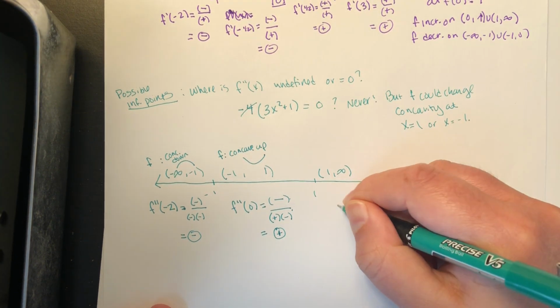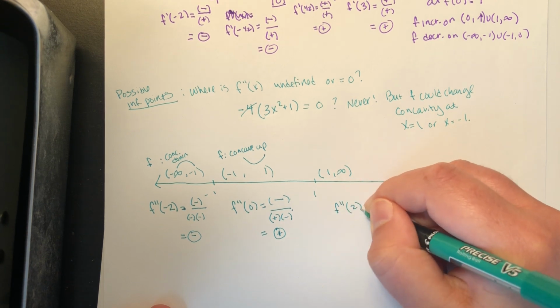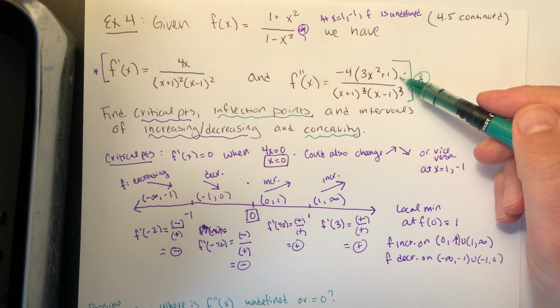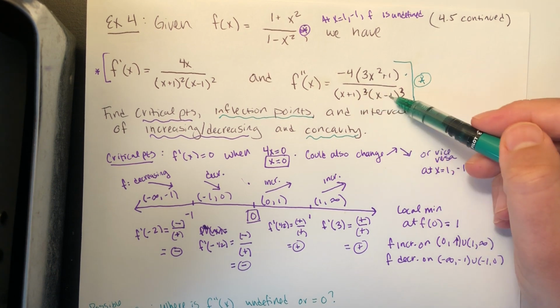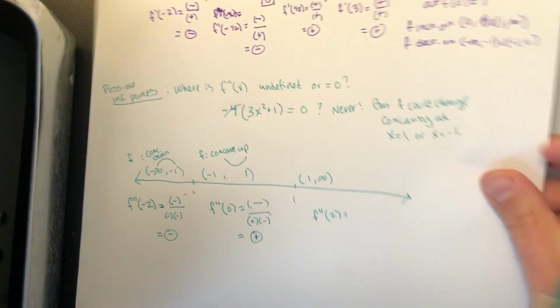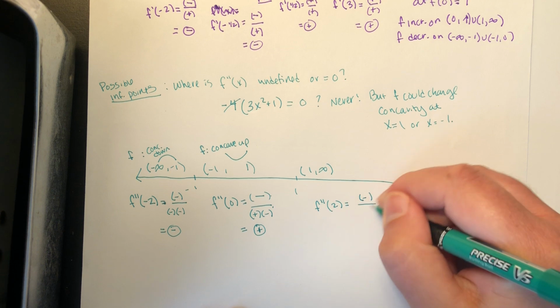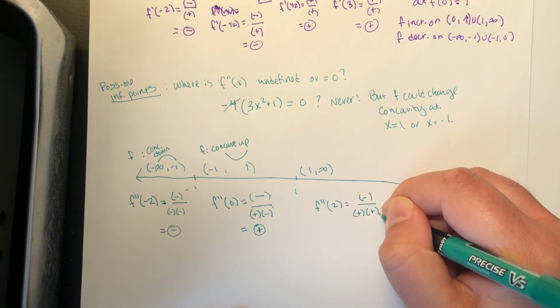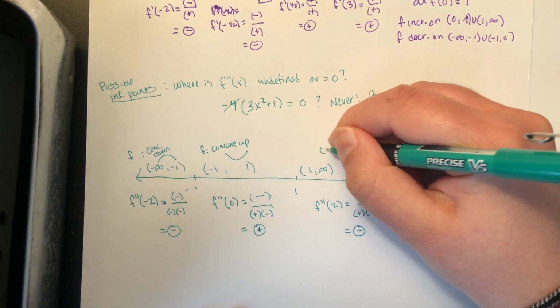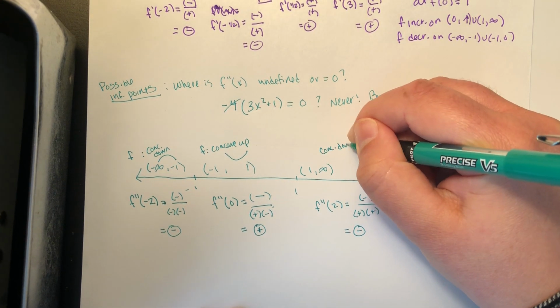And finally, plug in something like, I don't know, 2 into the second derivative for the last interval. The numerator is always going to be negative, but the denominator here is going to be a positive times a positive. So when I plug in 2, I get negative on top, I get positives on the bottom. So overall, I get something negative on this last interval. So f is going to be concave down.